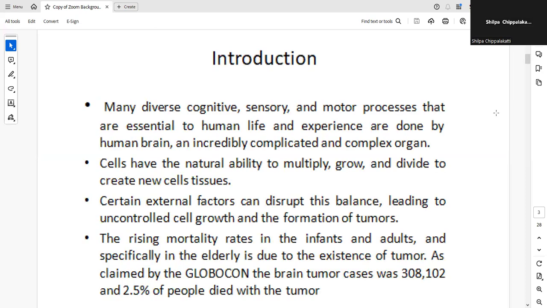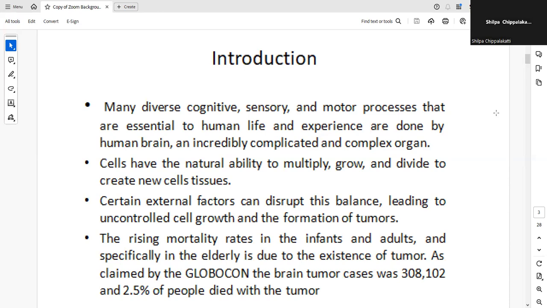Introduction. Many diverse cognitive, sensory, and motor processes that are essential to human life and experience are done by the human brain, an incredibly complicated and complex organ. Cells have a natural ability to multiply, grow, and divide to create new cells and tissues. Certain external factors can disrupt this balance, leading to uncontrolled cell growth and formation of tumors.